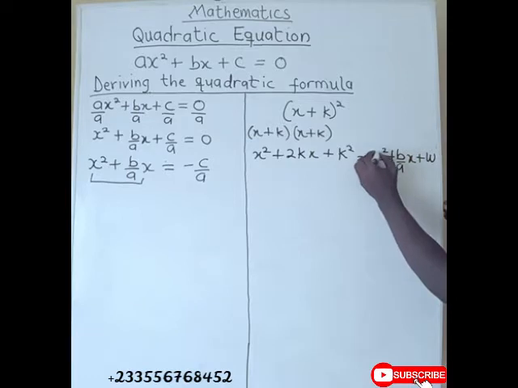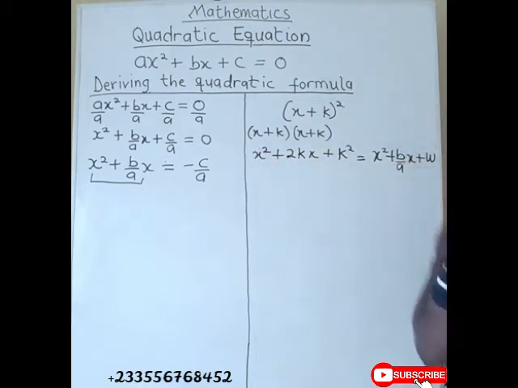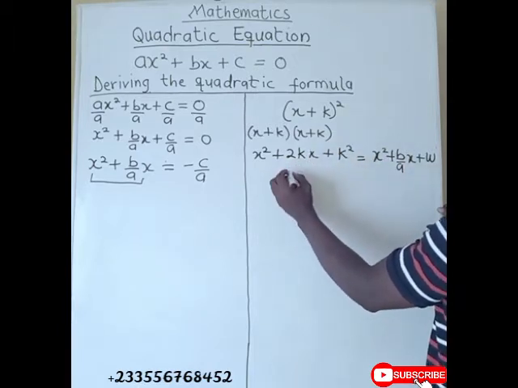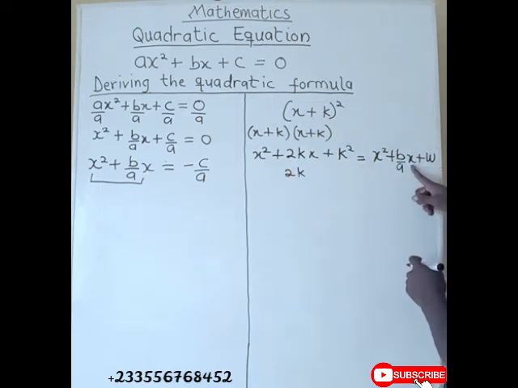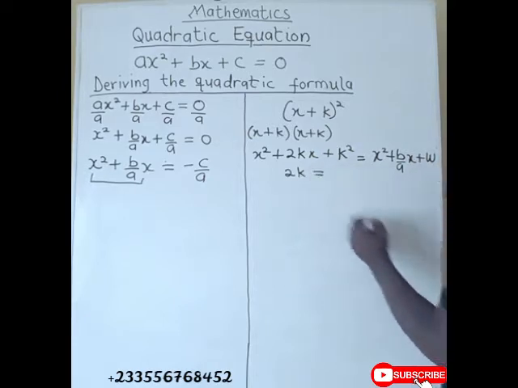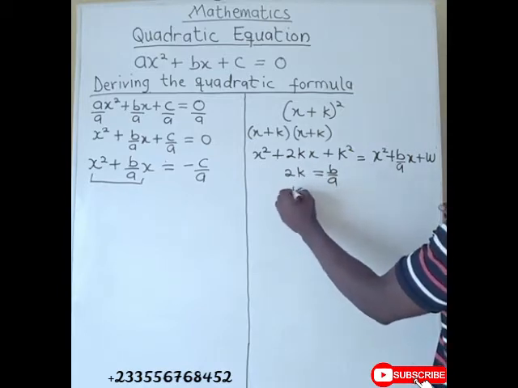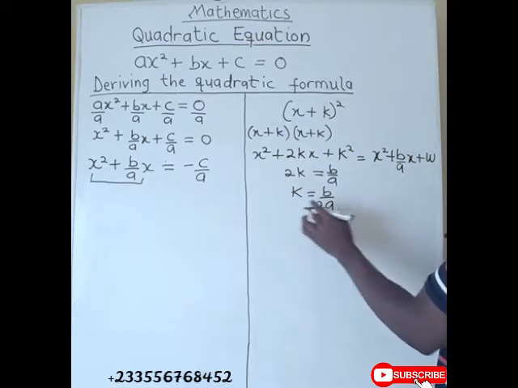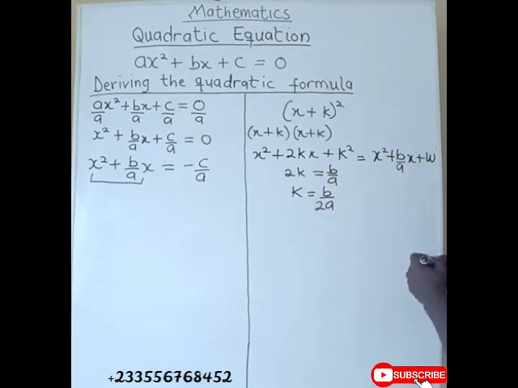So now the next thing we are going to do is compare coefficients. The coefficient of x squared is 1, and the coefficient of x squared at the right hand side is also 1. Then the second one, the coefficient of x is 2k, and the coefficient of x at the right hand side is b over a. So we can make k the subject here. k is equal to b over 2a. So we are dividing both sides by 2. When you divide, you get b over 2a.